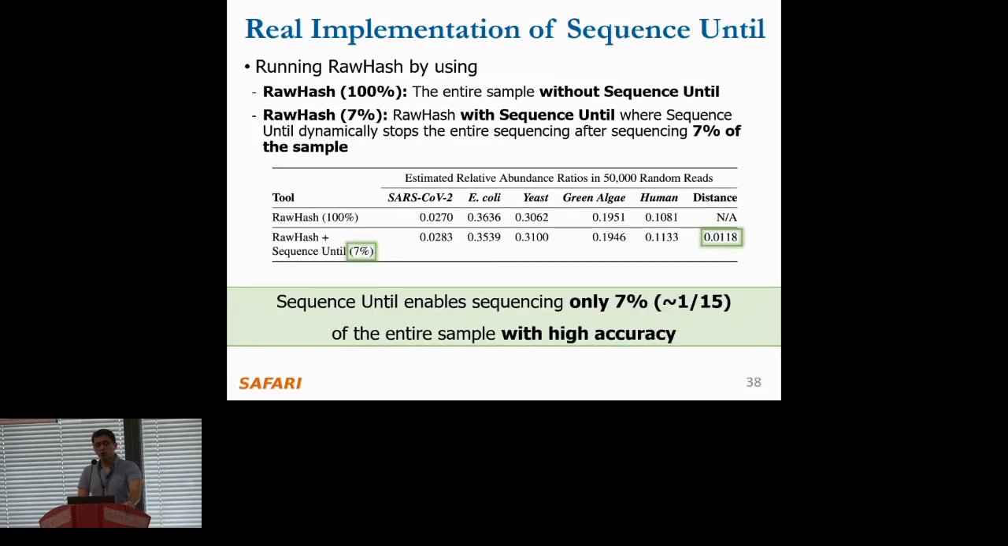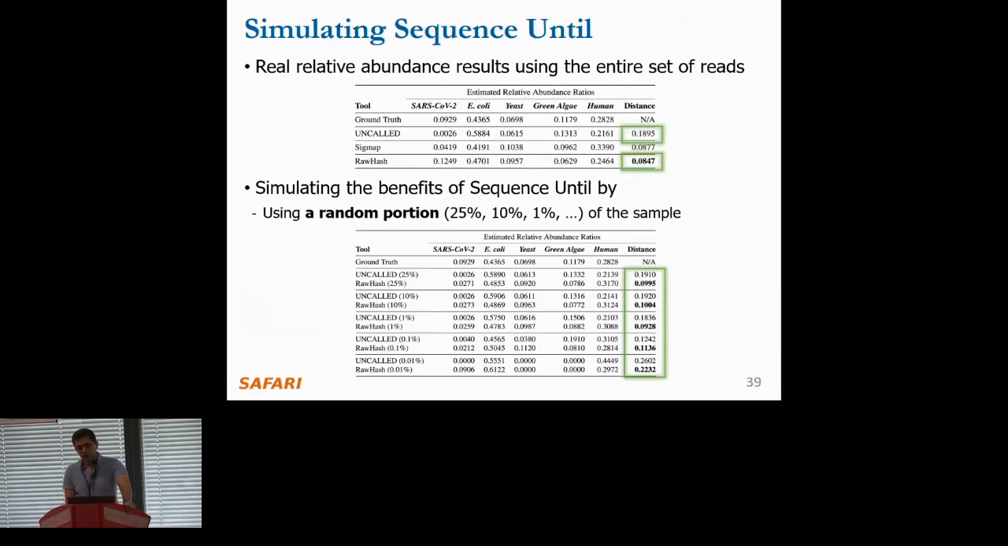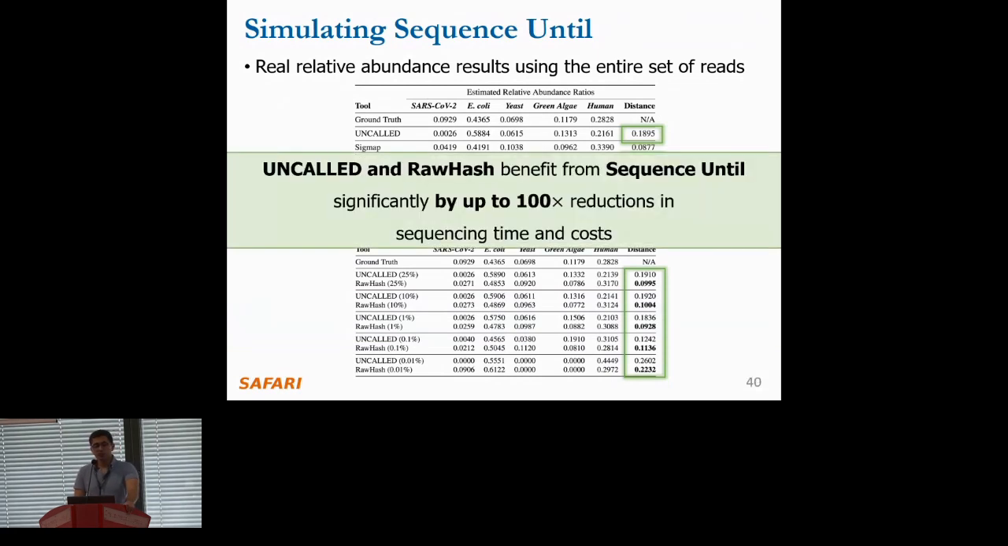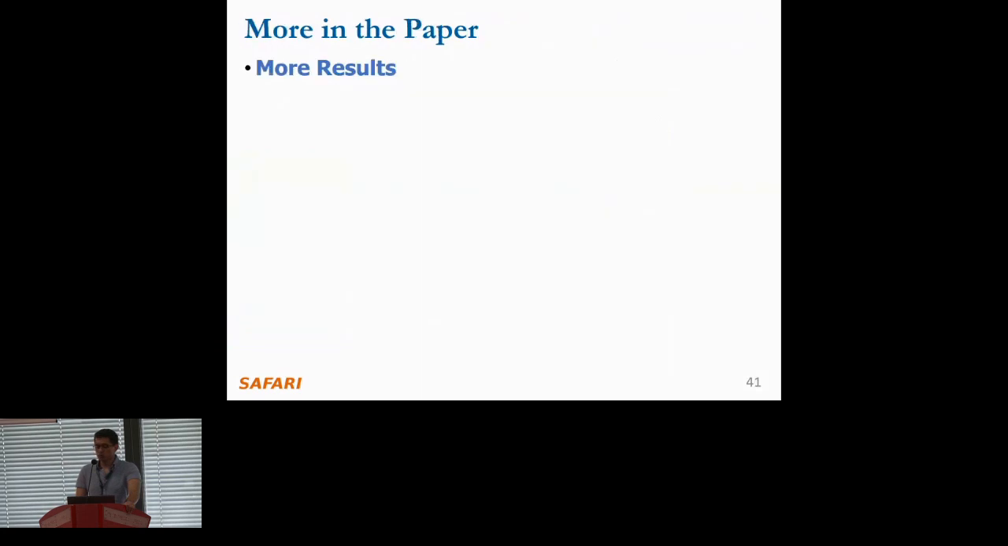We invite you to check our paper for more discussion on the results we show regarding the real implementation of sequence until using RawHash. We show that we can sequence only 7% of the entire sample while providing highly accurate results similar to using the entire sequencing dataset. We also show the simulated benefits of sequence until, not just on RawHash, but also on ENCODE. We find that sequence until can provide significant benefits for ENCODE too.